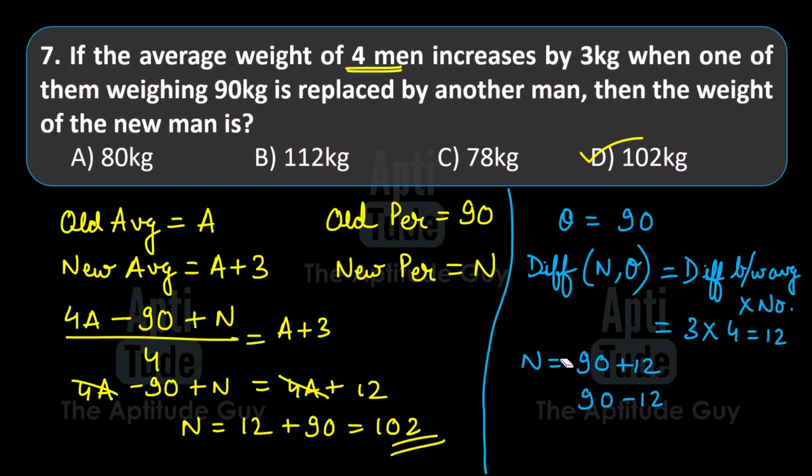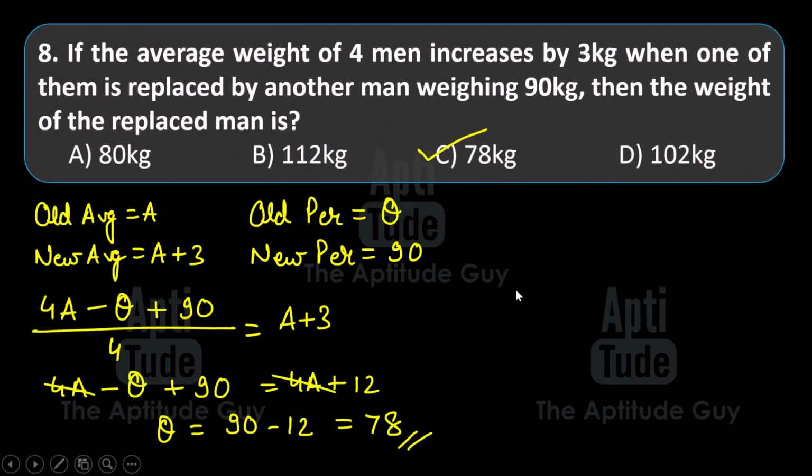All you have to do is, you have to see when the new person got added, did the average increase or decrease? When the new person got added, the average increased. If the new person is increasing the average, that means the new person is more than the old person. More means, of course, plus. So the answer is 102. If they had told decreases, then the new person is less than the old person. We would have to do subtraction. Okay. Let's use the same logic in the 8th question as well.